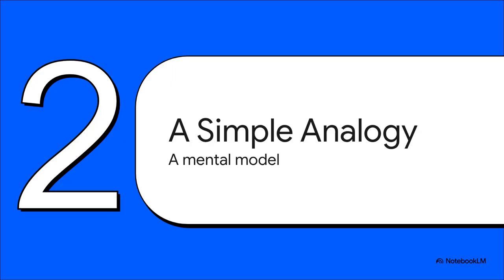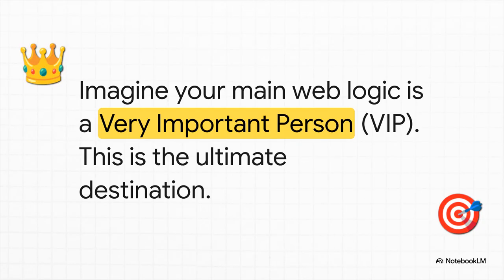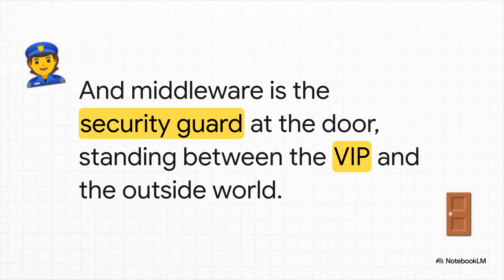So to make this whole thing click, let's step away from the code for just a minute. We're going to use a simple analogy to build a mental model. All right, first up, imagine your main web logic. You know, the part that does the actual work, like getting user data from a database or saving a blog post. Let's think of that as a very important person, a VIP. This is the ultimate destination, the person every request wants to talk to. But here's the thing about VIPs. They're busy, right? They can't just talk to anyone who shows up.